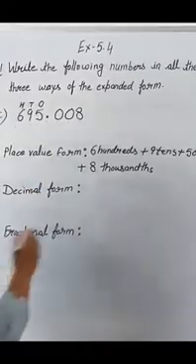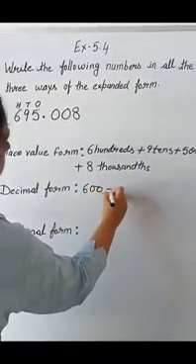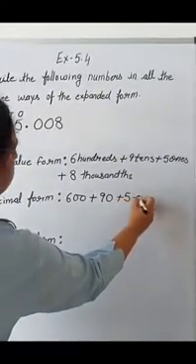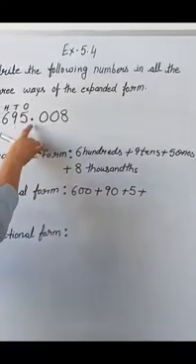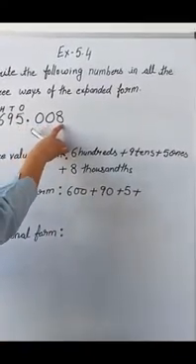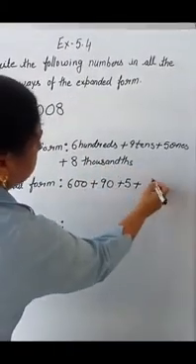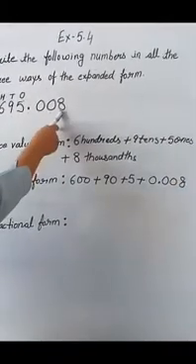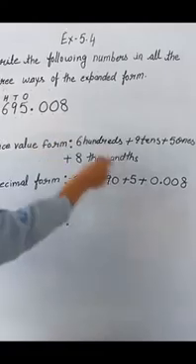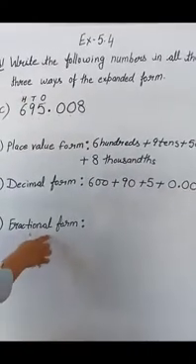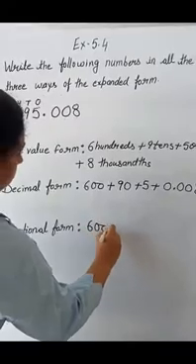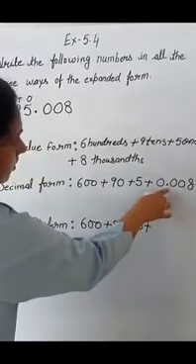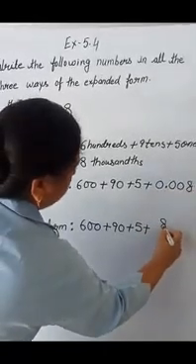Now decimal form we will write. We will write 600 plus 9 tens, 90, plus 5 plus 0.008. 8 thousandths we will write as 0.008, the same place after the decimal. Now fractional form. Before the decimal we will write the same, 600 plus 90 plus 5. Now 8 is on the thousandths place, so we will write 8 by 1000.